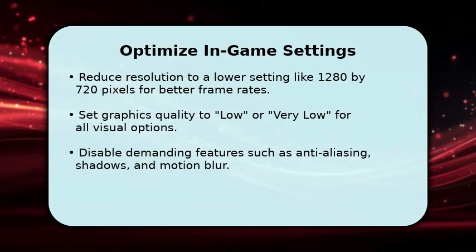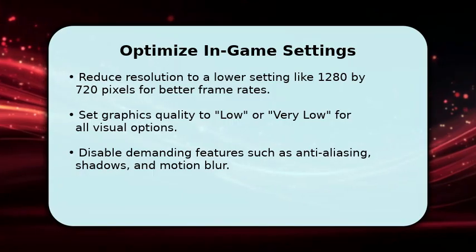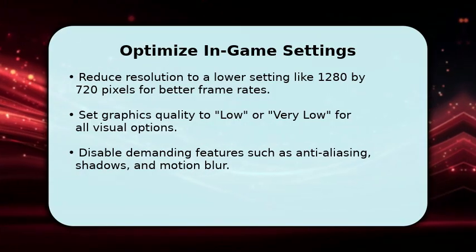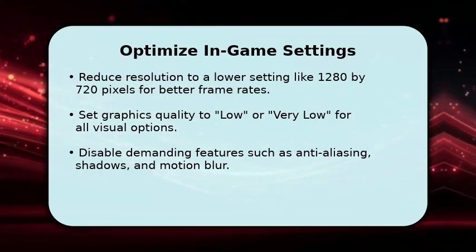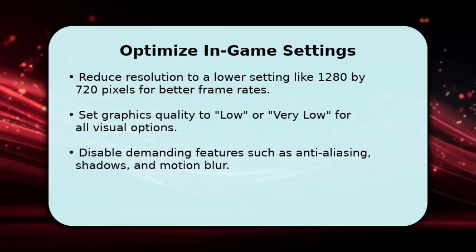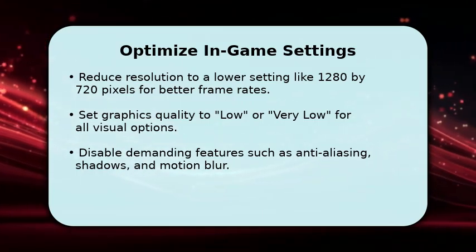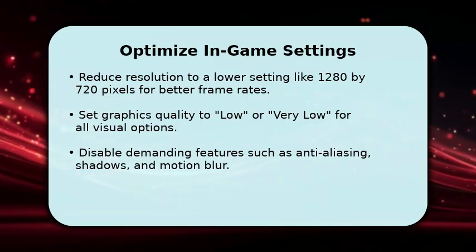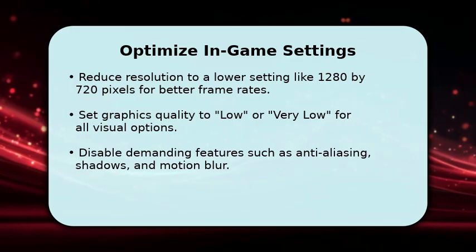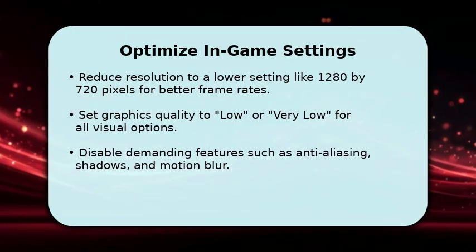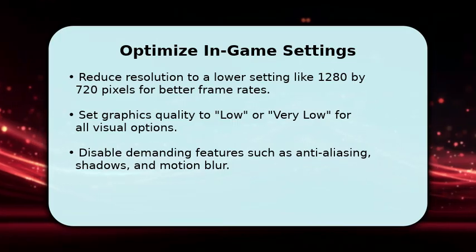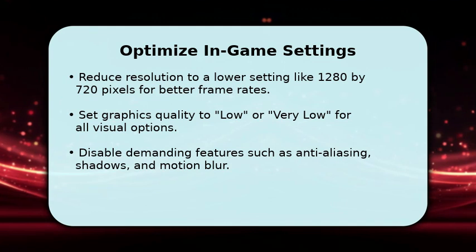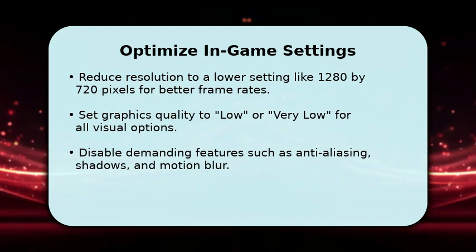Once in the game, head to the Settings menu to make some critical adjustments. Lower your display resolution to something like 1280 by 720 pixels for a significant frame rate boost. Set all graphics quality options, including textures and models, to low or very low. Also, turn off visually intensive features like anti-aliasing, shadows, and motion blur to further reduce the load on your graphics card. These changes will greatly improve performance.